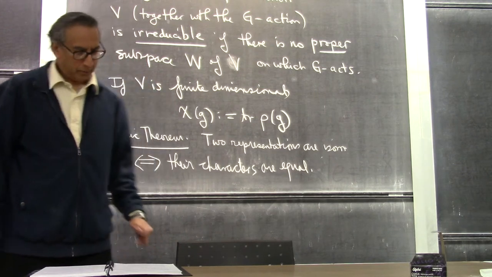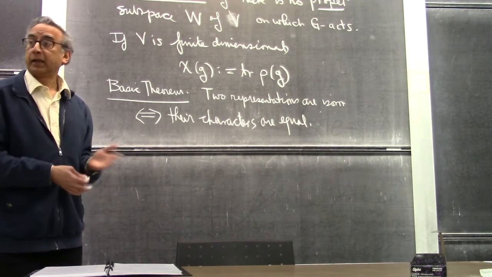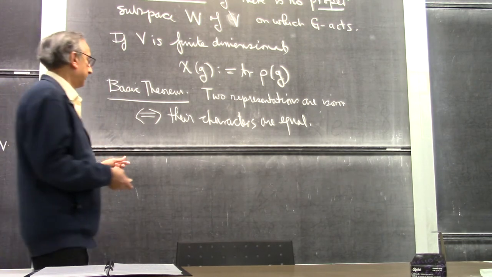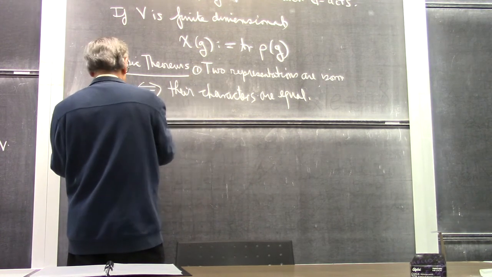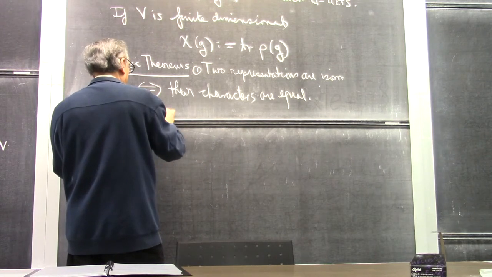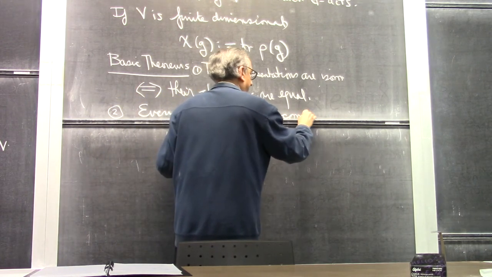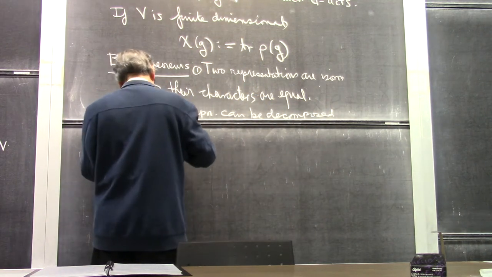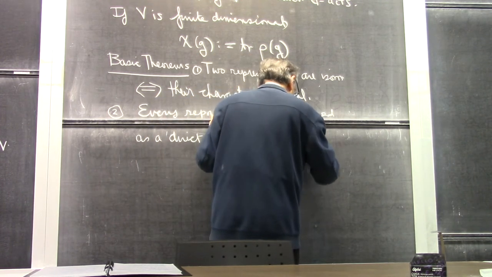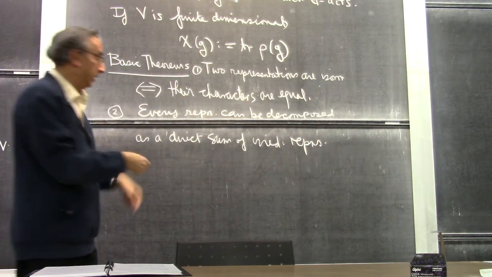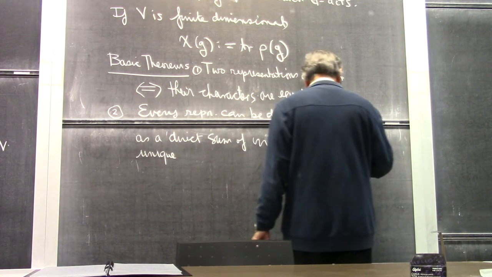Now, every representation, this is a beautiful unique factorization theorem: every representation of a finite group can be decomposed as a direct sum of irreducible representations. Basic theorem, number two: every representation can be decomposed as a direct sum of irreducible representations. And this is essentially unique in the sense of the order.